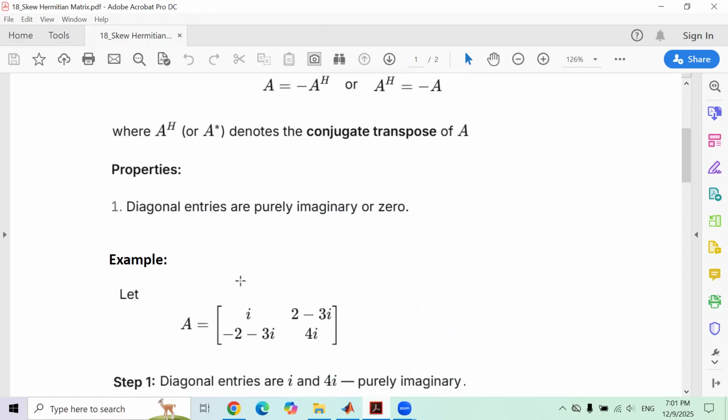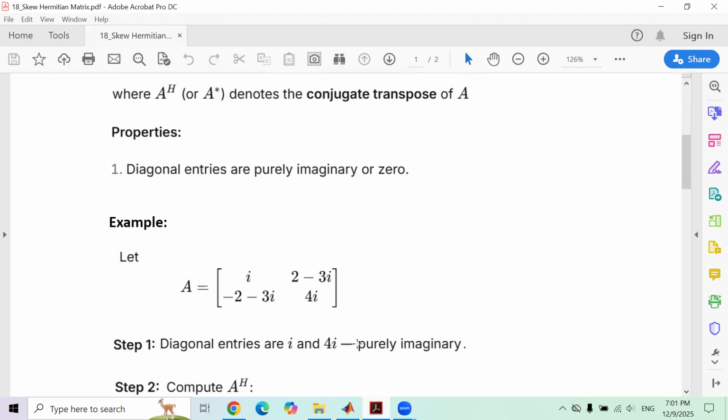Now let us have a look at this example. We have considered a square complex matrix. In this case, we have taken a 2 by 2 matrix, meaning there are 2 rows and 2 columns. Now let us check whether the given matrix A is skew Hermitian or not. First, let us apply the property that was mentioned earlier. Let us check whether the principal diagonal elements are purely imaginary or zero.